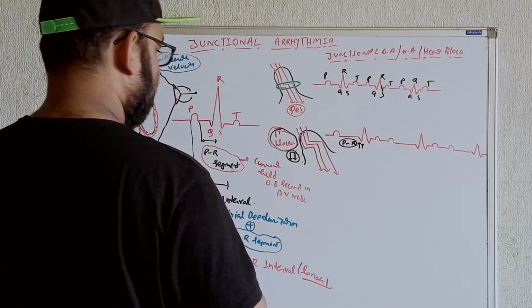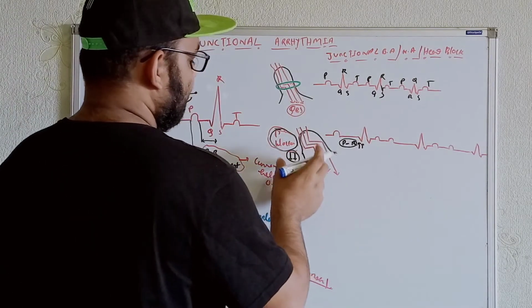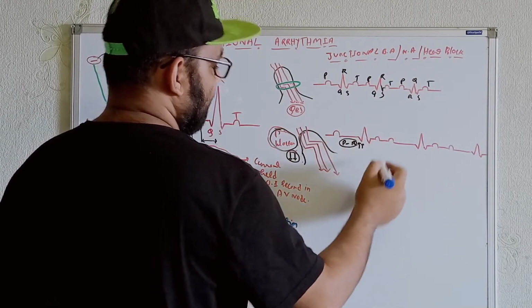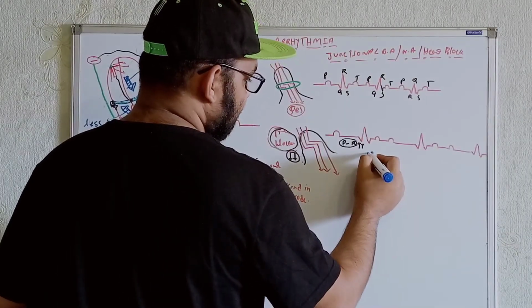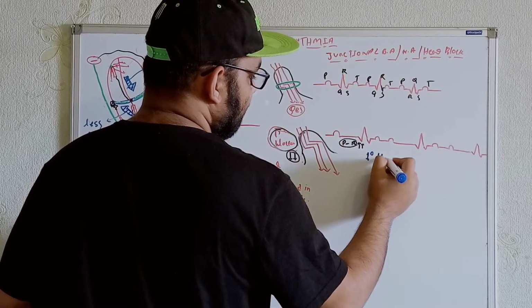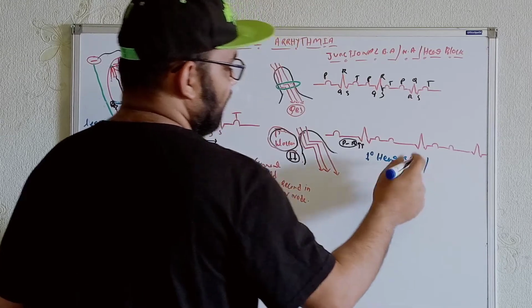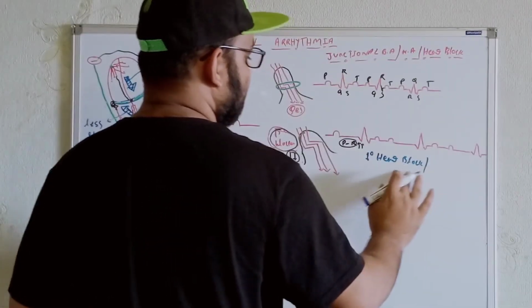Now try to understand from here. If we use the beta blocker with the normal dose, that is increasing the PR interval, the PR segment. This is known as primary heart block, or you can say primary nodal block.